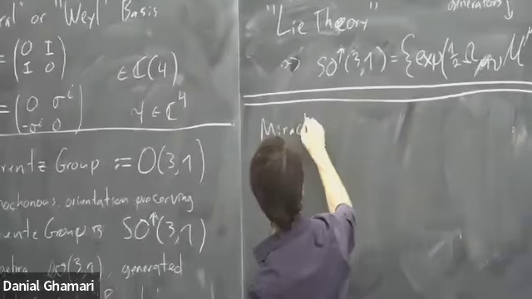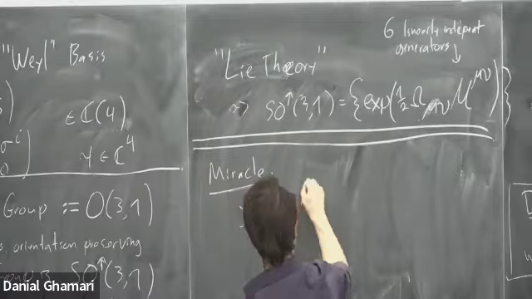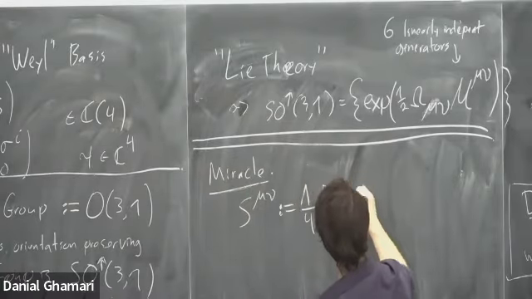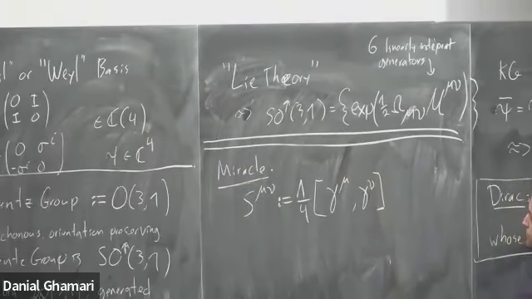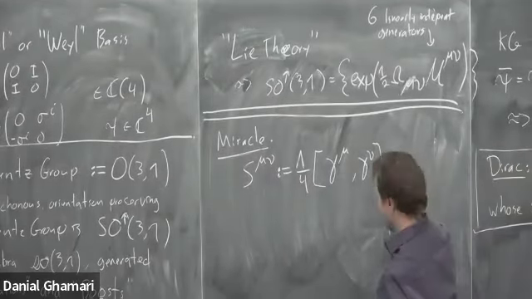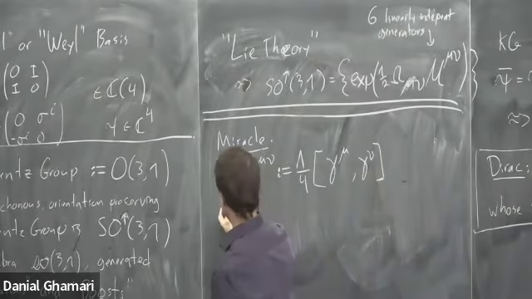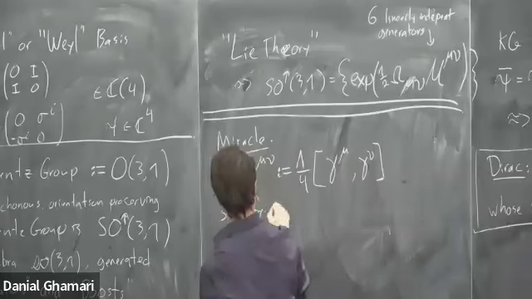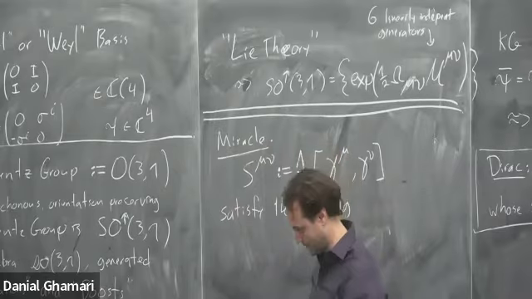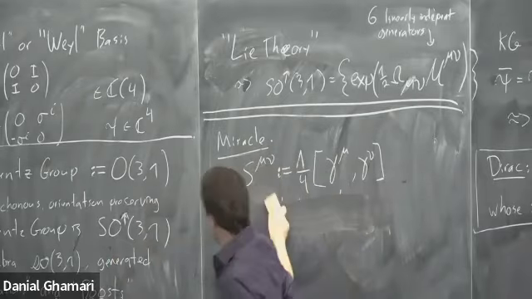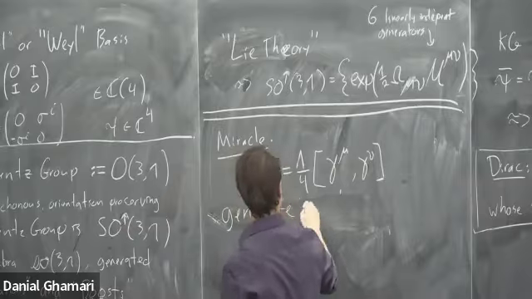So the miracle is that if you define S_μν to be a quarter of the commutator of gamma_μ and gamma_ν, these gammas are defined in terms of their anti-commutator, so what if you take the commutator instead? This has a nice form that I don't have to write down. If we define them like this, then these elements generate a Lie algebra.